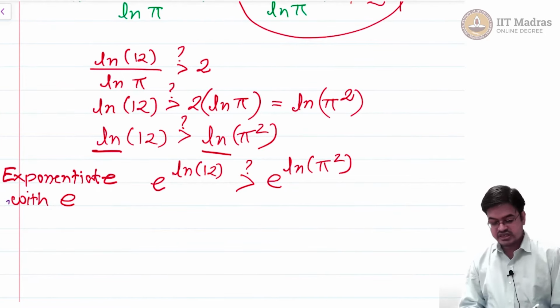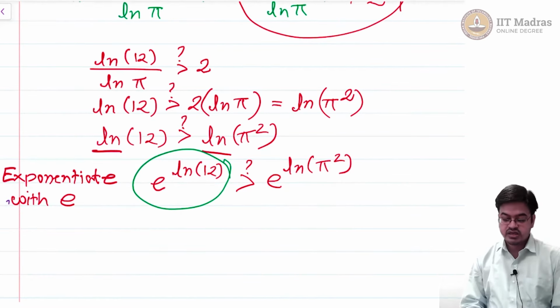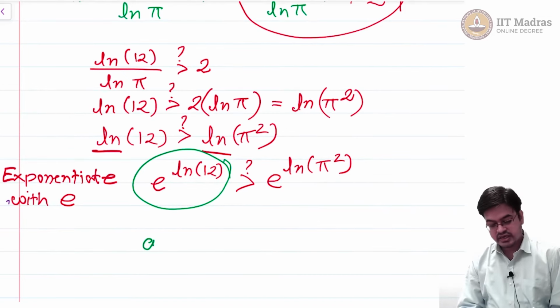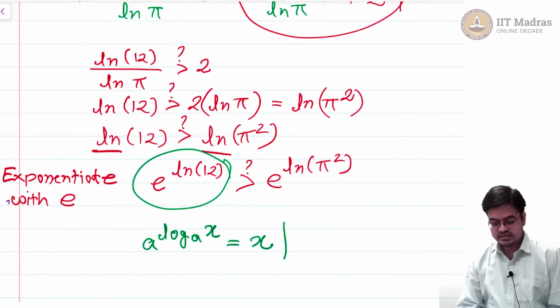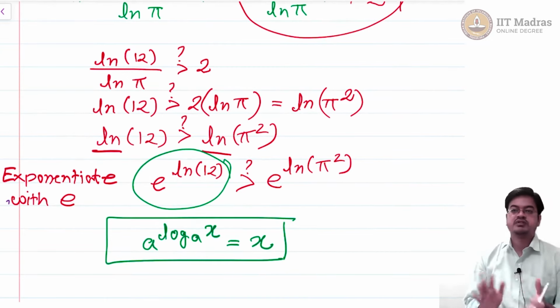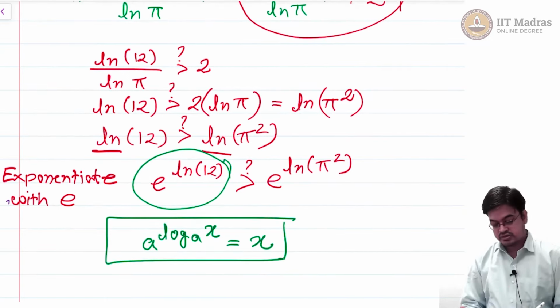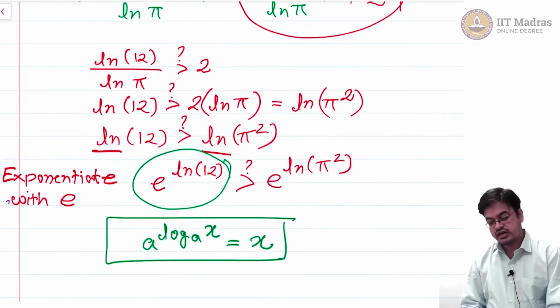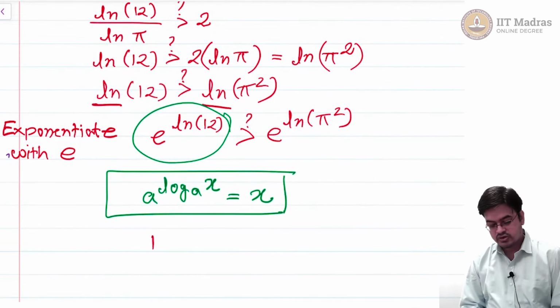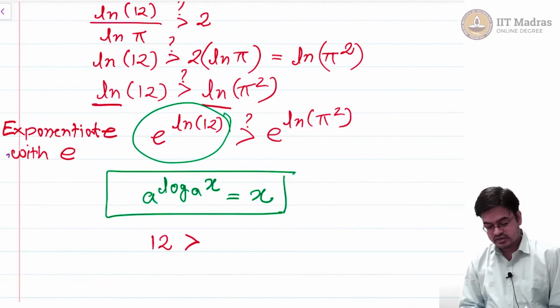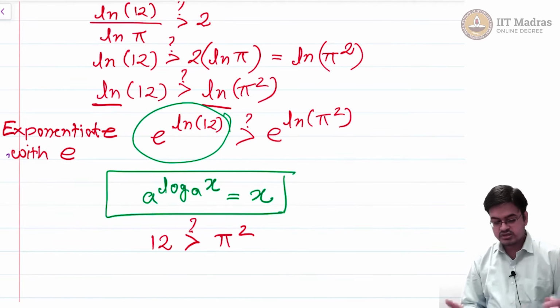What is e raised to ln of 12? This particular thing, e raised to log to the base e of 12. I already have proved that a raised to log to the base a of x is nothing but x. This we already know using our inverse function definition. So I will apply this definition over here, and therefore e raised to ln of 12 will simply convert to 12, which is greater than pi squared or not. Is it true or not?